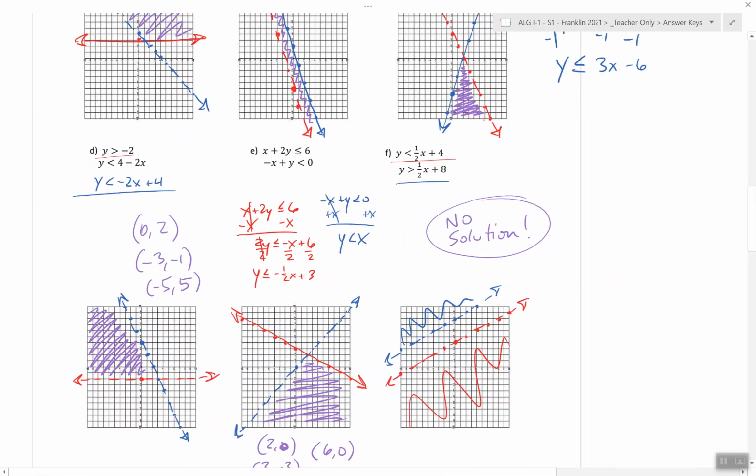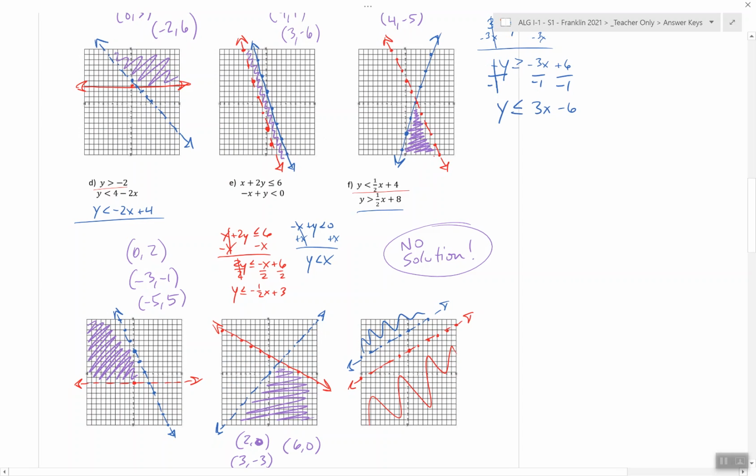Okay, so there it is. Graph both inequalities on the same coordinate plane, find where the shaded regions overlap, and that is where your solutions live.